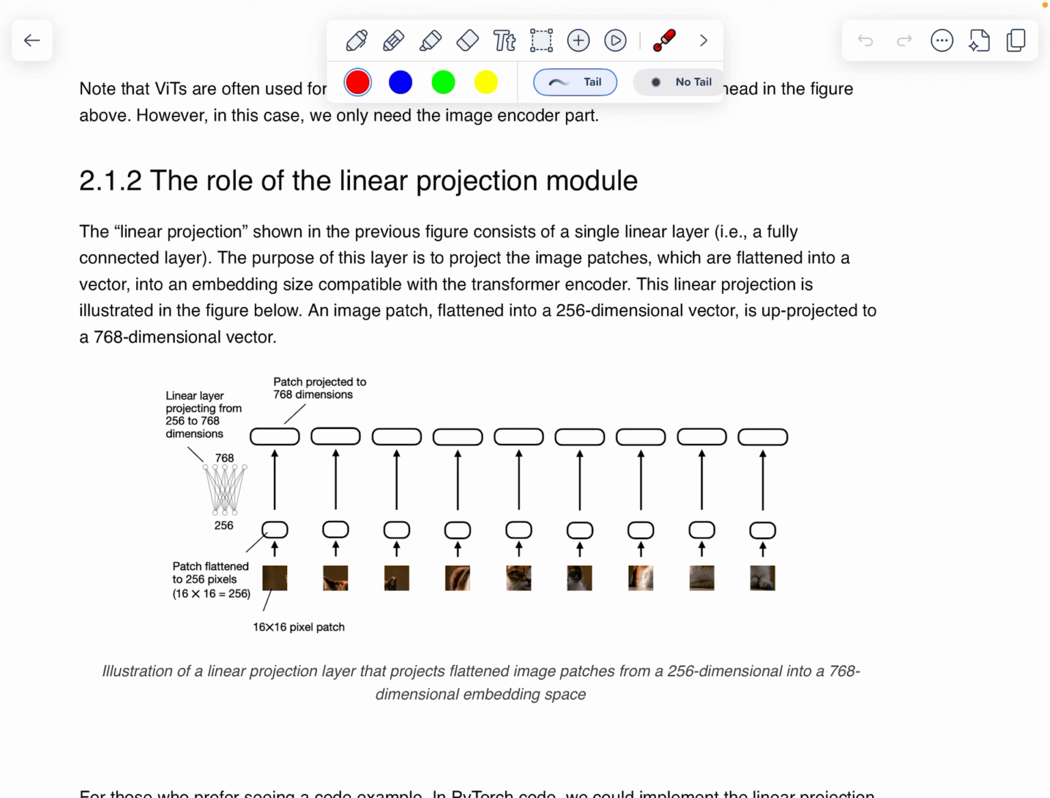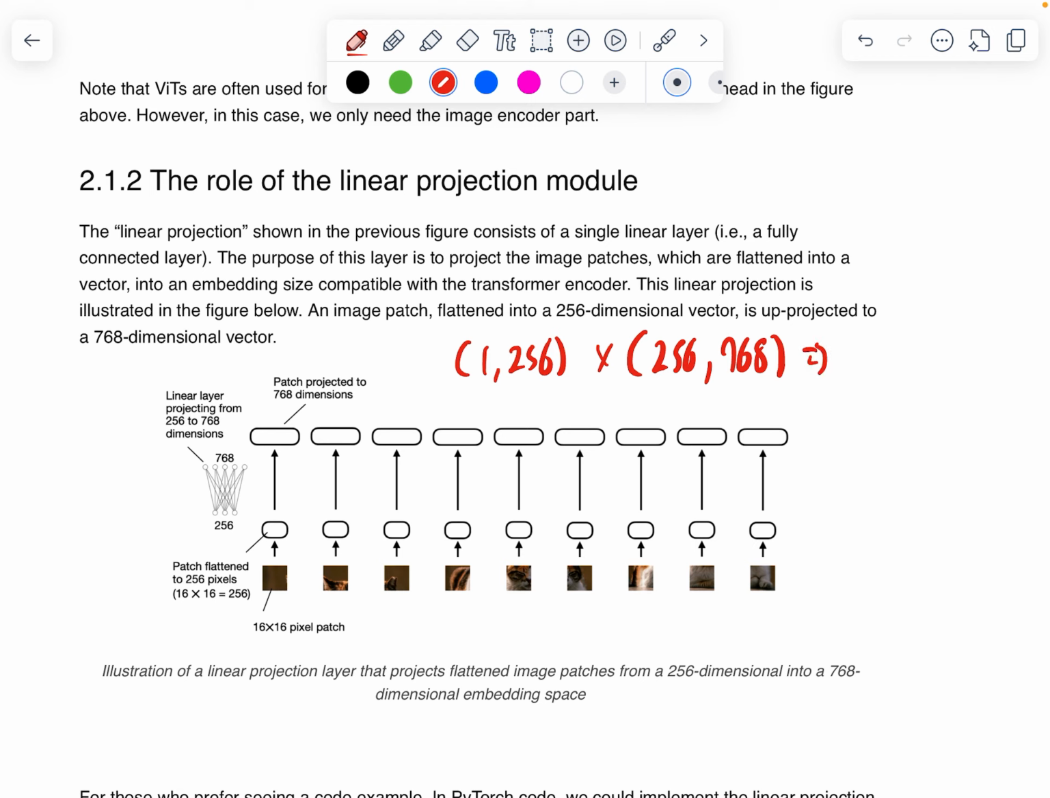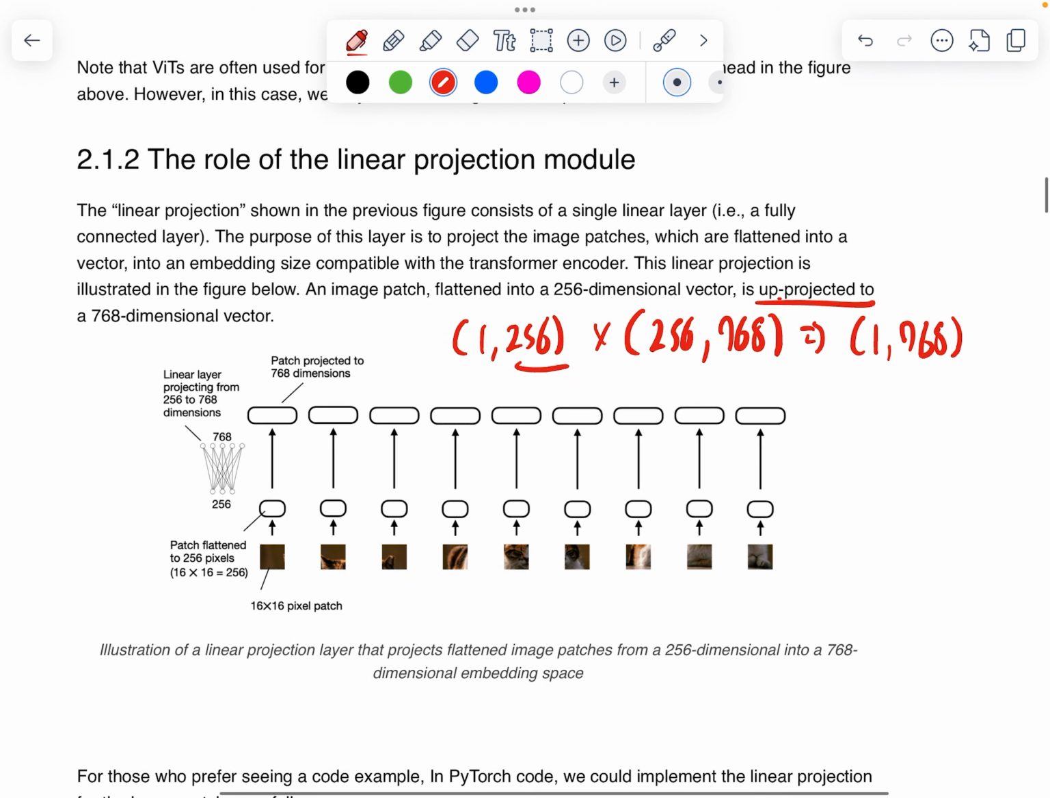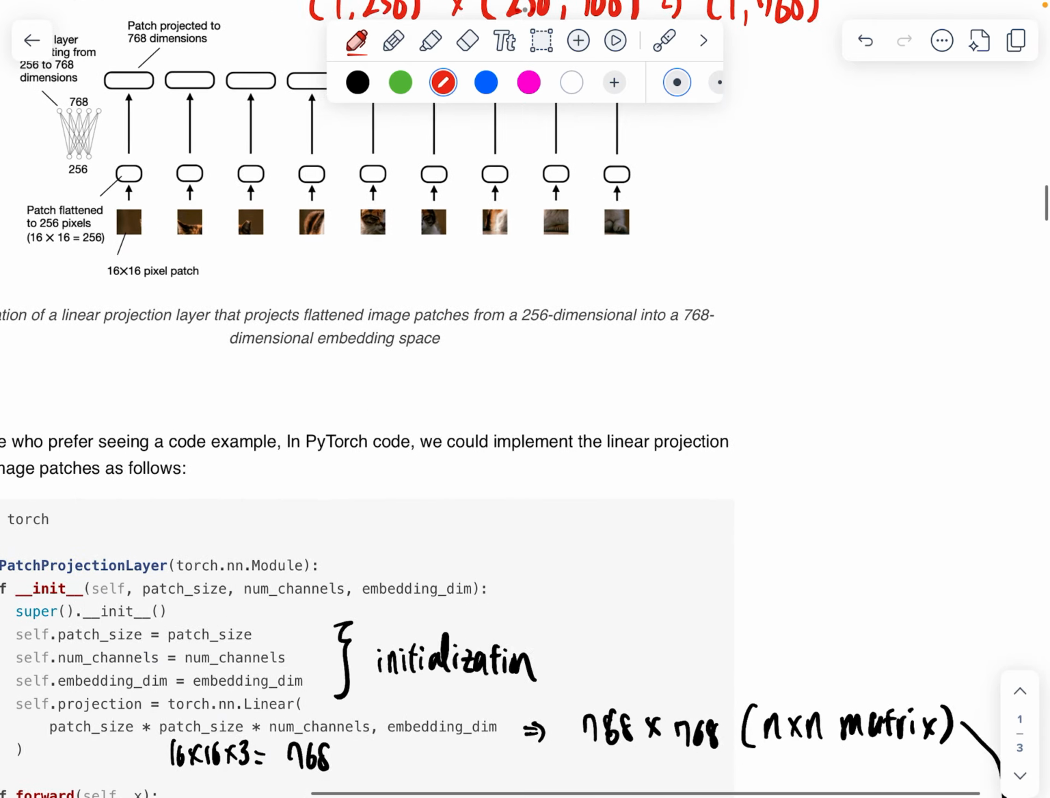Let's say this is of dimension 1 by 256, this is the dimensions, and then if we multiply that, sorry, I will use a pen here. So 1 by 256, that's a vector, right? And then you generate a matrix of size 256 by 768, and this generates a new vector of size 1 comma 768, and that's called up projecting. And you can multiply these together because the inner dimensions match.